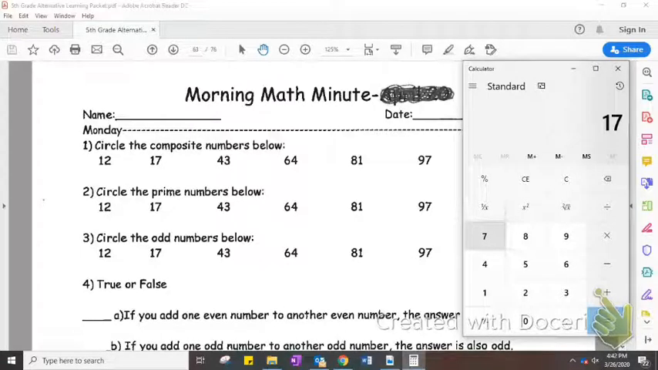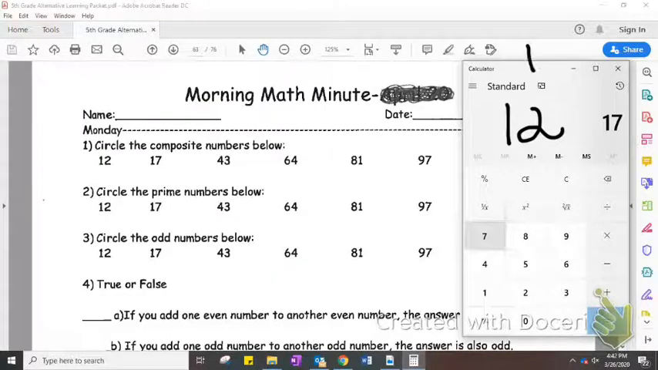Now, some of you know the divisibility rules, so you know the trick to see if a number is divisible by 3. You add up the digits. So 1 plus 7 is 8, and it is not divisible by 3. So that's how you know that 17 is not divisible by 3. You add up the digits, and if the sum of the digits is divisible by 3, then the number is divisible by 3. For example, 12, we know that that's divisible by 3 because 12 divided by 3 is 4.